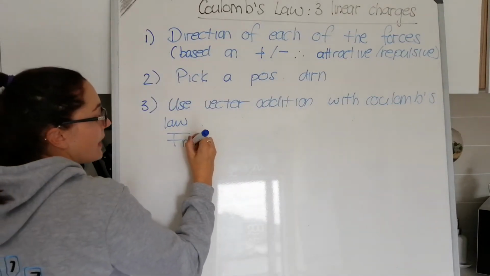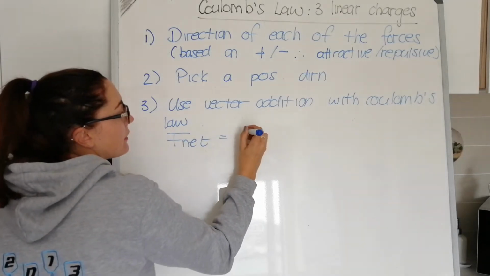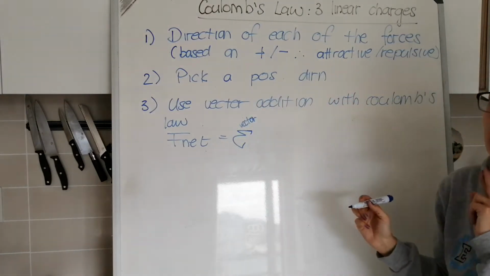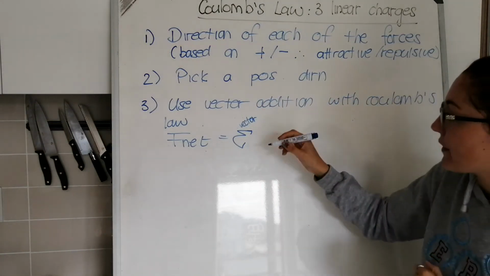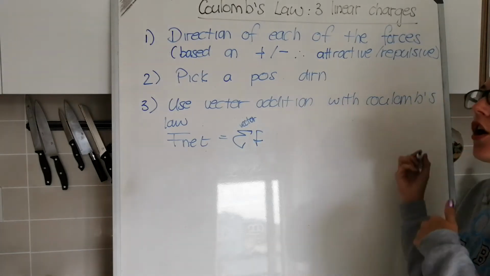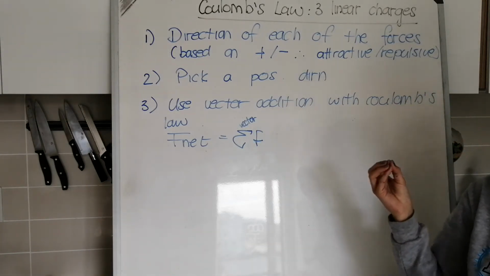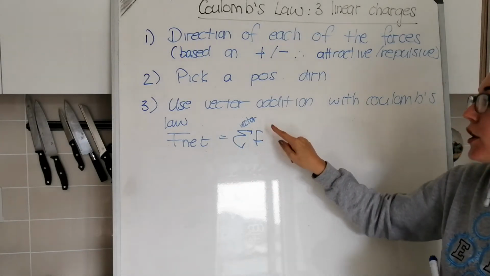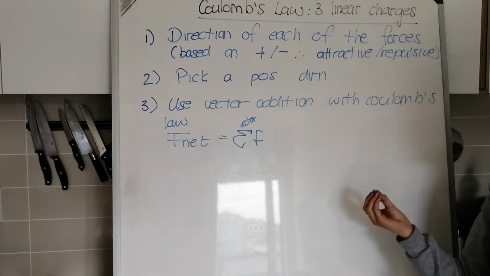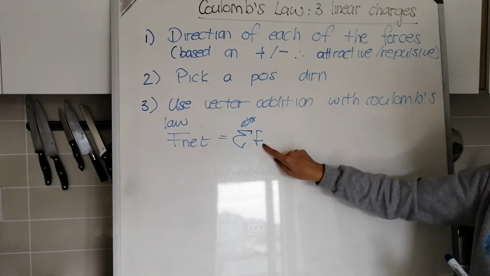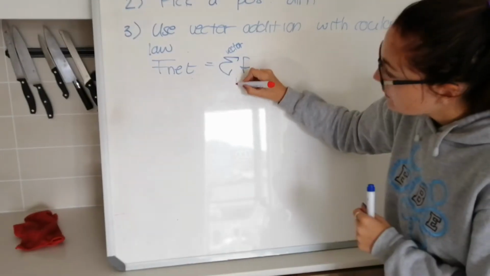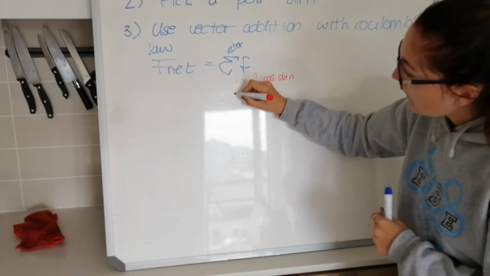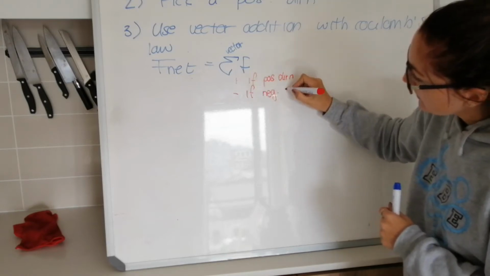So F net would equal the vector sum. Hey, you don't just add, you decide based on the direction if you add or you subtract. So the vector sum of all of the forces on the point charge that you're interested in. The net electrostatic force is the vector sum of all the electrostatic forces on the charge that we're interested in. So here it's plus if it's in the positive direction, and minus if it's in the negative direction.